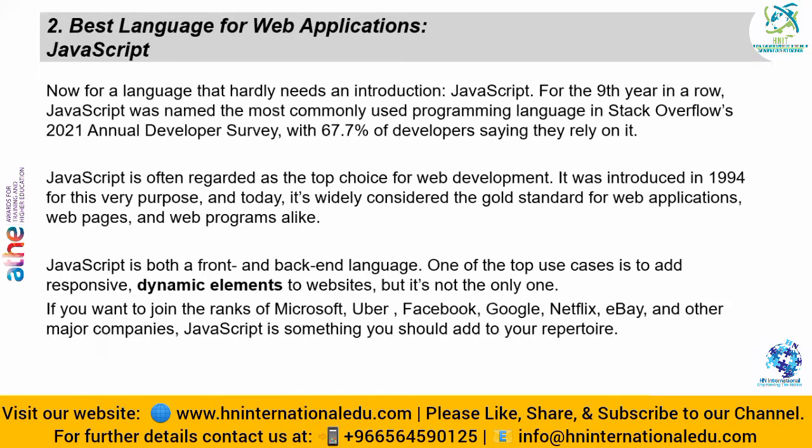Then the next best language for web applications. Now, a web application means websites. It is JavaScript. Now, Android also uses JavaScript, in most of the Android versions. For a language that hardly needs an introduction, JavaScript: for the ninth year in a row, JavaScript was named the most commonly used programming language in the Stack Overflow 2021 Annual Developer Survey. In the survey that happened in 2021, JavaScript was used by 67.7%.